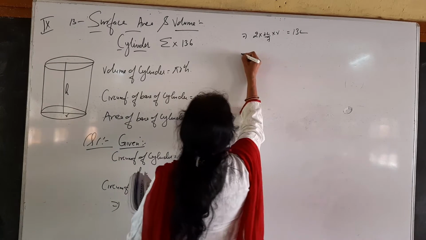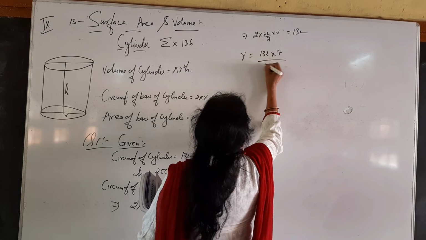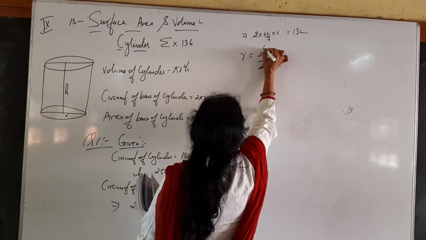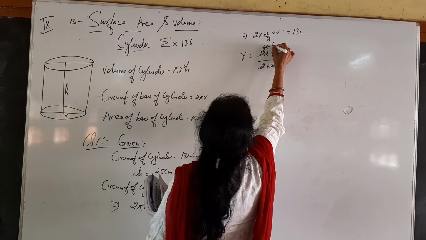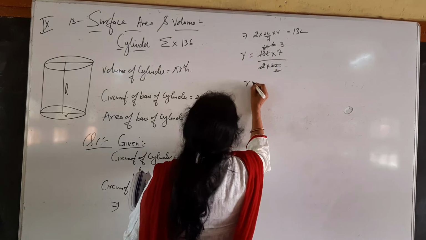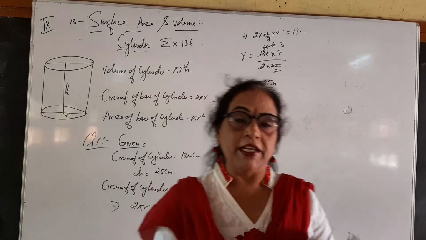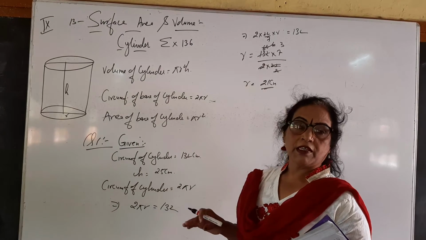So here r will be equal to 132 into 7 upon 2 into 22. This cancels, 6 and 6, this is 2 times, this is 6, 3. So r equal to 21 centimeter. So first we have found the radius of the cylinder, since circumference is given.